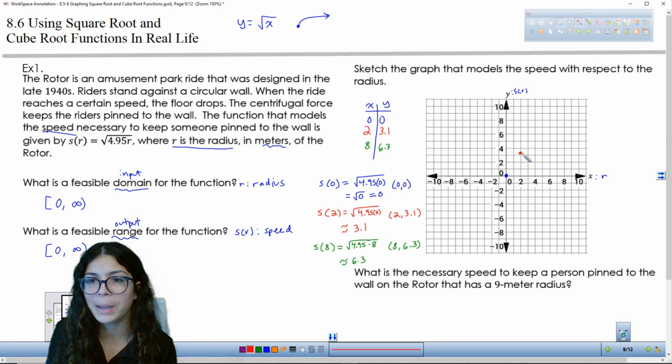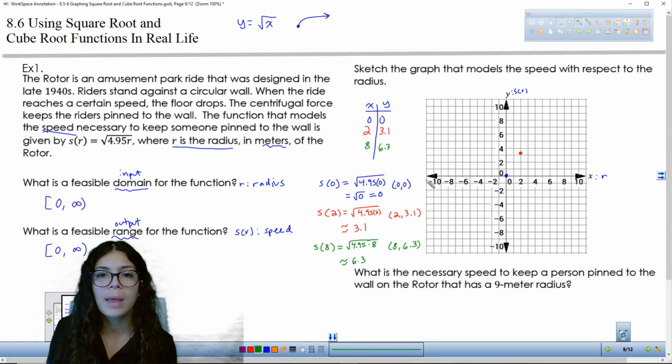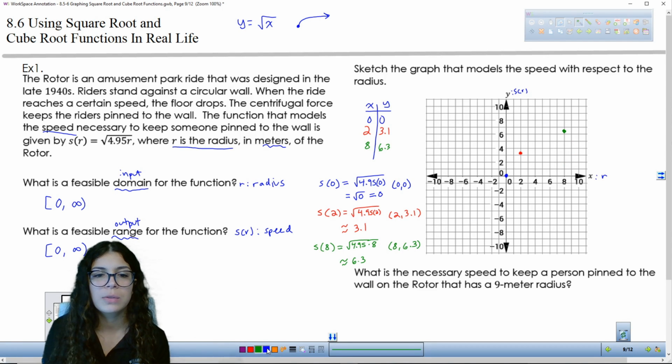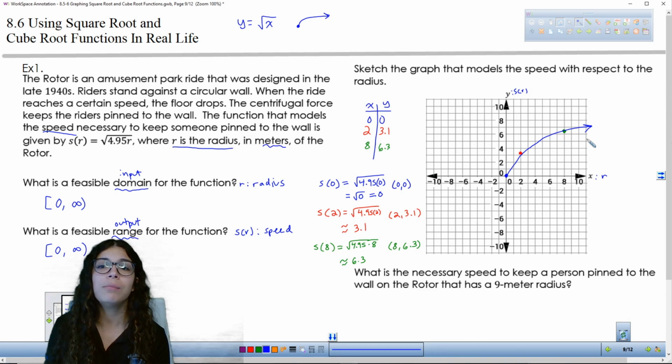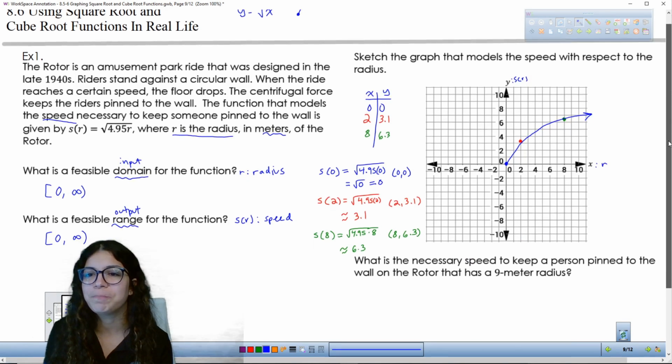So just a little bit higher than 3. And then 8 and 6.3. So a little bit more than 6. Okay, so that's our graph, and then we could just connect the dots. We know that this is going up and to the right, so there you go. That's the graph for our function.